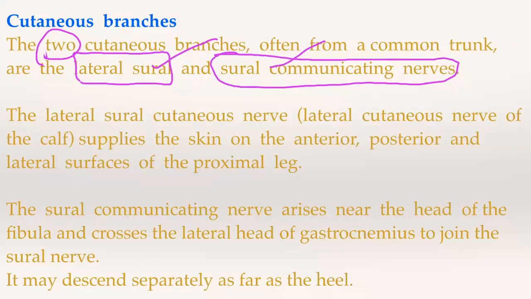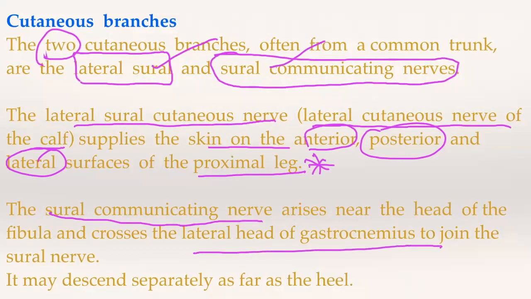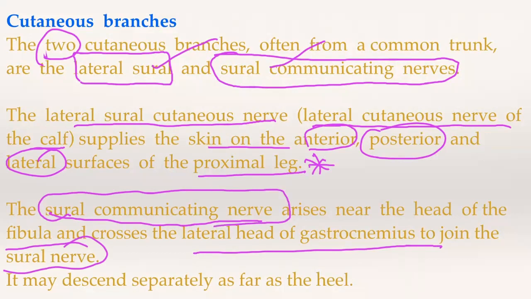The lateral sural cutaneous nerve, also called the lateral cutaneous nerve of the calf, supplies the skin of the anterior, posterior, and lateral surfaces of the proximal leg. The sural communicating nerve arises near the head of the fibula, crosses the lateral head of the gastrocnemius to join the sural nerve. That is why it is called a sural communicating nerve, meaning it communicates with the sural nerve. It may descend separately as far as the heel.